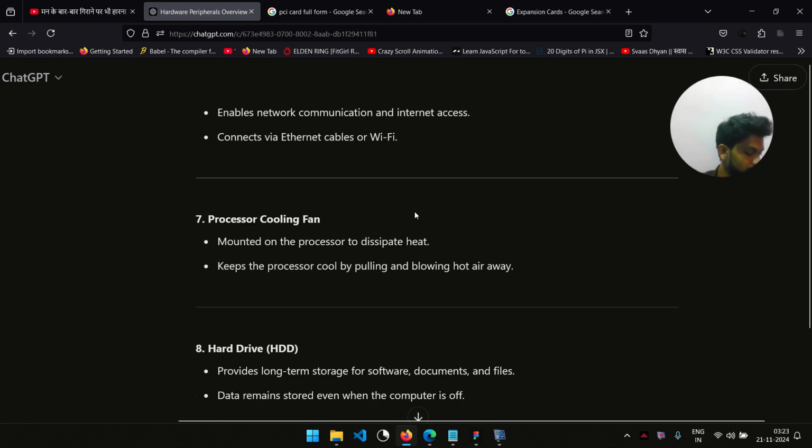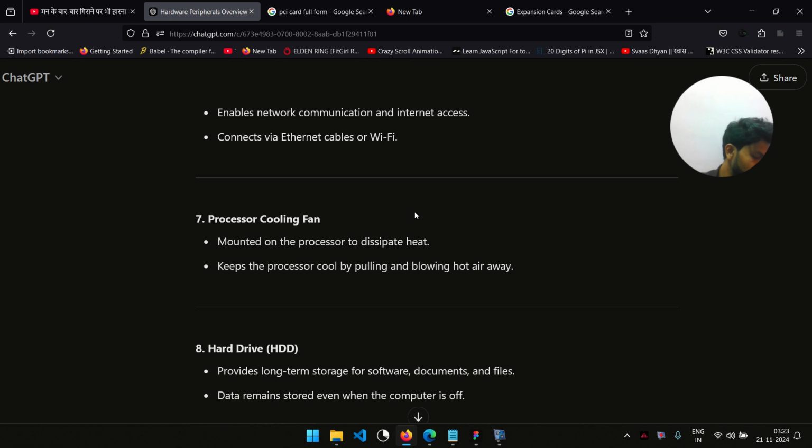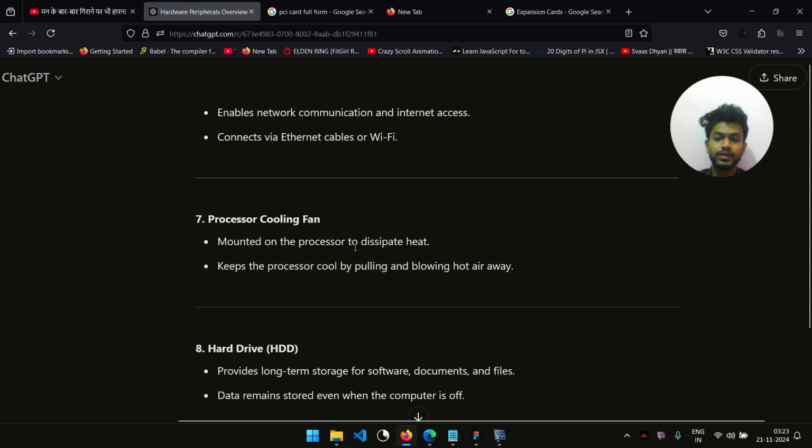Processor cooling fan. It is mounted on the processor to dissipate heat along with the heat sink.